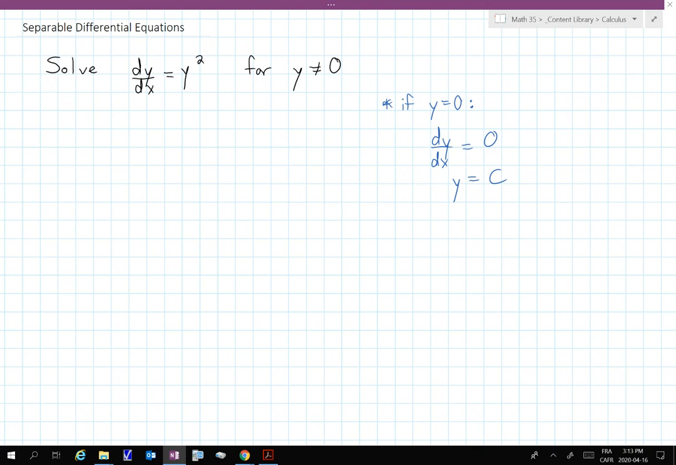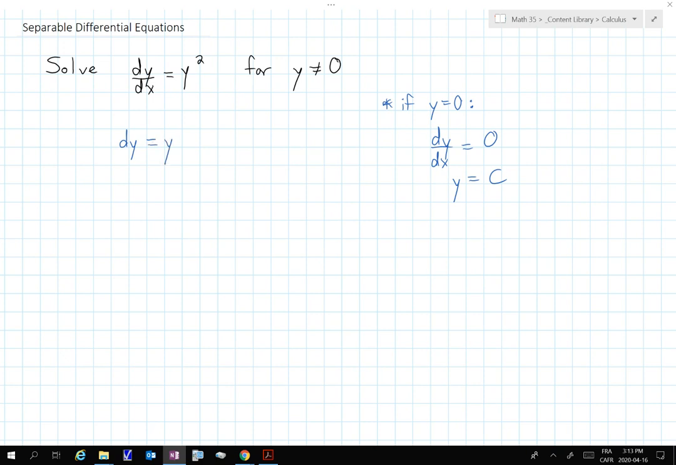Now, the reason that this is separable is because essentially I can separate the dy and the dx. These are called the differentials. So I can have dy, for example, equals y squared dx. That's not how I want it. I actually want each differential with its variable, but this is separable because I can do that, because I can separate everything that has a y from everything that has an x. In other words, I can write this as 1 over y squared dy equals dx.